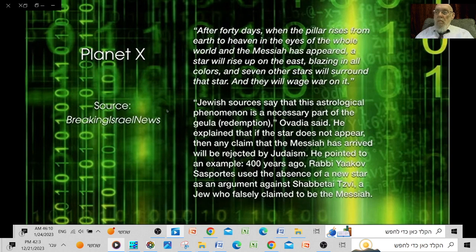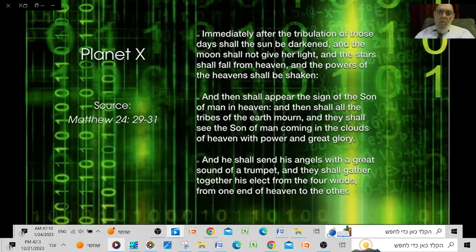Now, this is basically in Jewish mystical texts. And there was a guy who tried to claim that he was the Messiah 400 years ago, and because this planet didn't appear, they didn't believe him. What's interesting, in the New Testament, Jesus says that there will be a sign of the coming of the Son of Man, and then the Son of Man comes. Some people believe that that sign is an astronomical sign. Here is that scripture in Matthew 24.